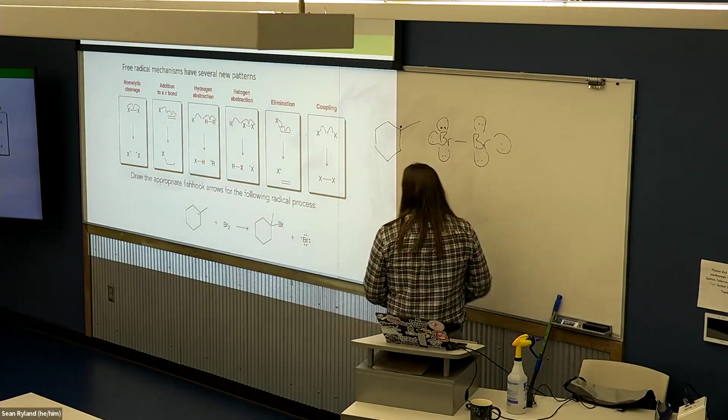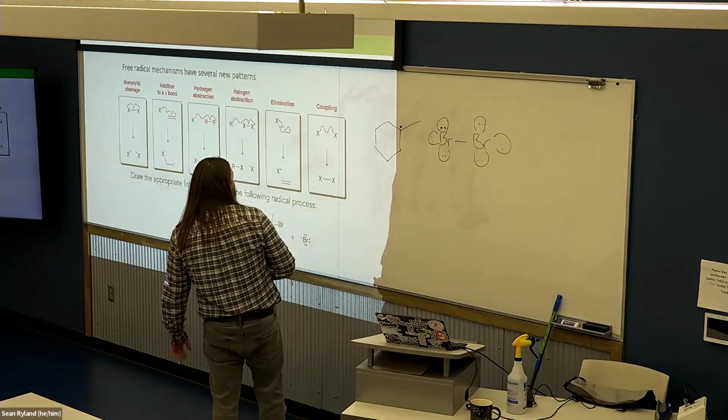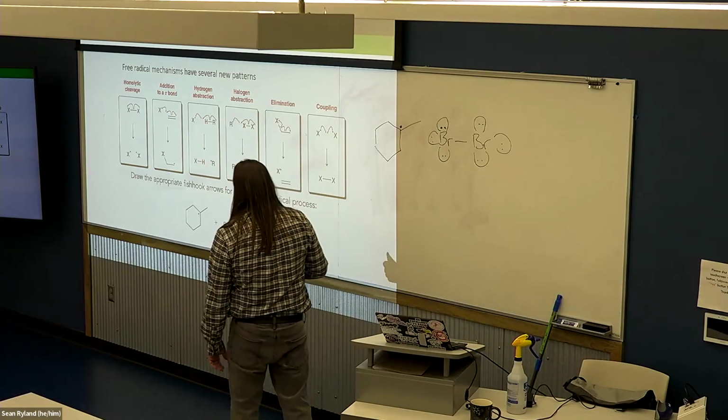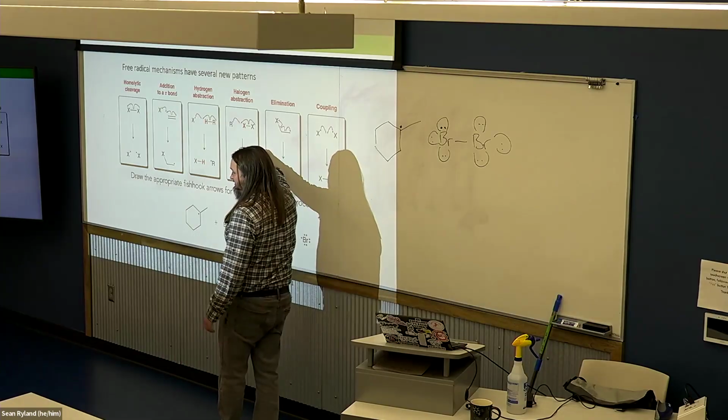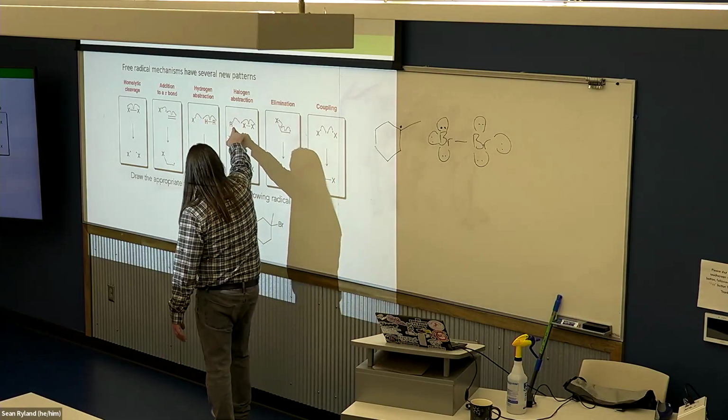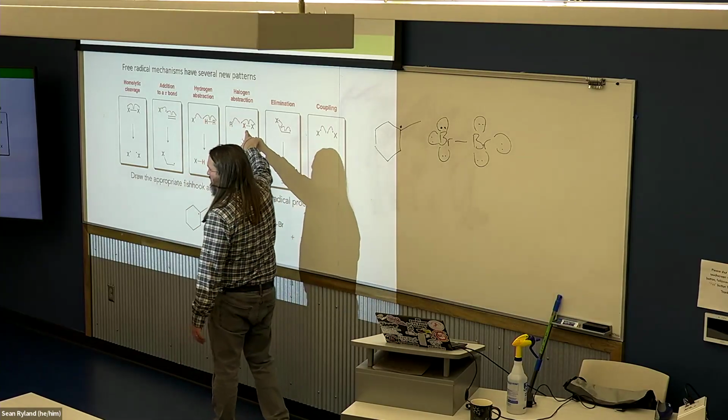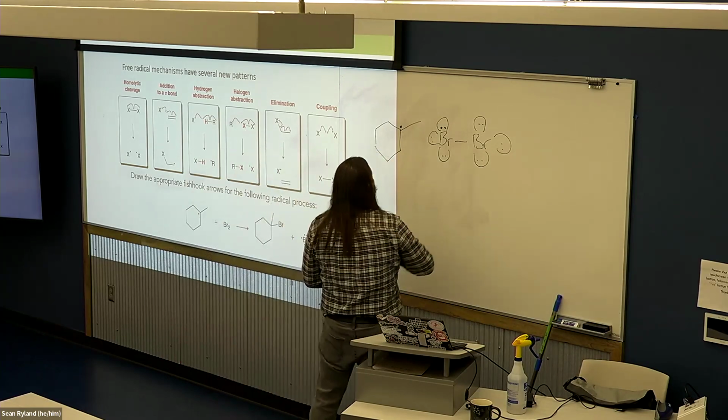Yeah. All right, so this step is a halogen abstraction. So it's one of these. We start with an unhappy molecule, it bumps into a happy molecule, and it passes its misery along.